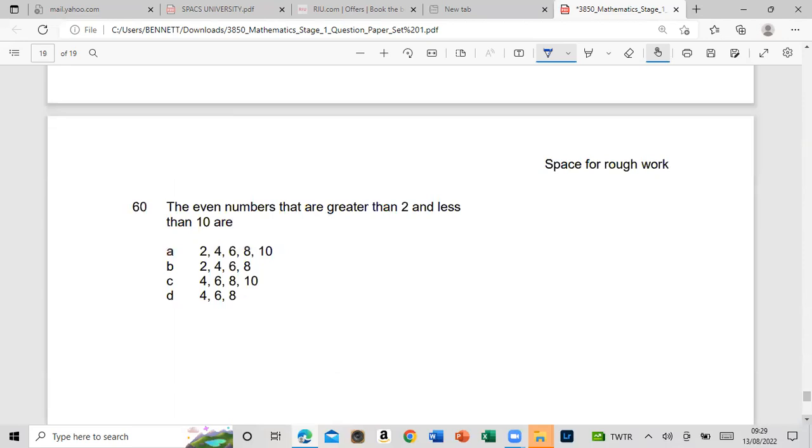The last one. The even numbers that are greater than 2 and less than 10. D. D as in dog. Yes, sir. All right, that is correct.